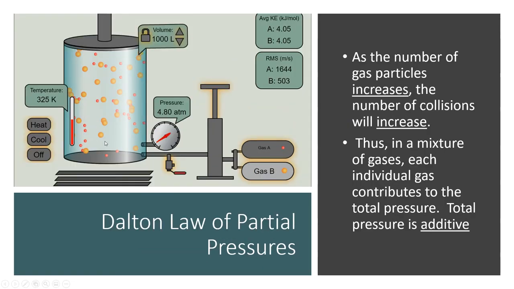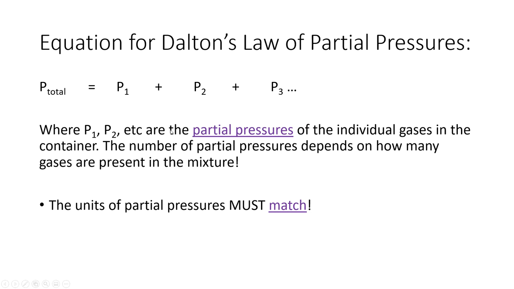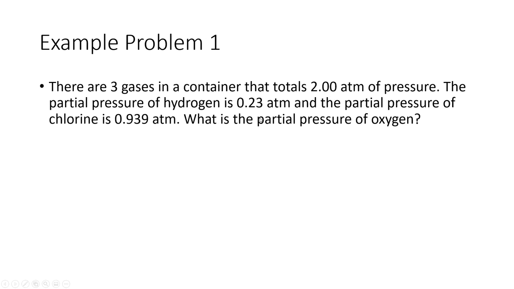So if you have a mixture of gases, each individual gas contributes to the total pressure, and the pressure is additive. Basically, the total pressure is equal to the pressure of gas 1, gas 2, however many gases you have in there. The key here is that you have to make sure all the pressure units match. You can't add atmospheres and kPa and millimeters mercury. They all have to be in the same unit.